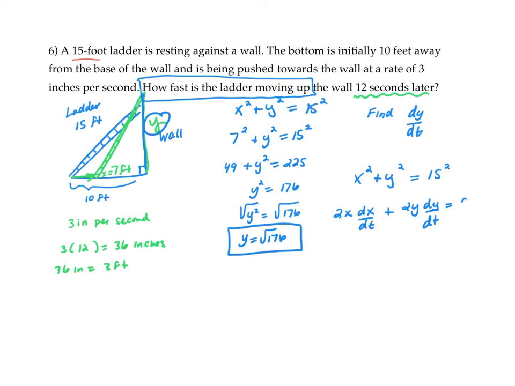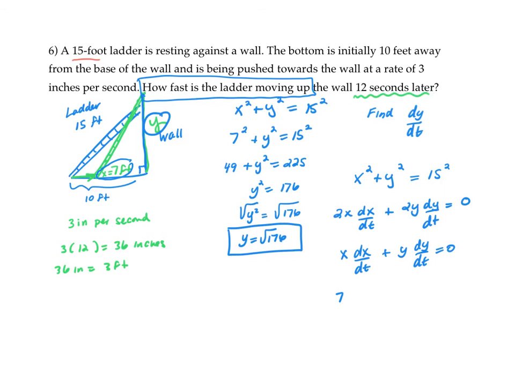And that's because the derivative of a constant is 0. Okay. Divide everything by 2 just to make it simpler, and we get x dx/dt plus y dy/dt equals 0. And you can plug in what you know. We know that x, that distance from the base of the ladder to the bottom of the wall, 12 seconds later would be 7 feet.